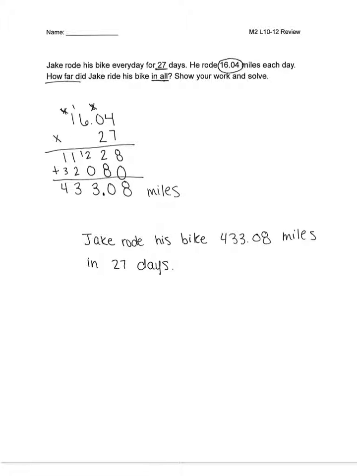So Jake rode his bike every day for 27 days. He rode 16.4 hundredths miles each day. How far did Jake ride his bike in all? You're going to show your work and solve. So we need to know how many miles he rode his bike each day. And if he rode his bike 16.4 miles each day, we're going to take that number and we're going to multiply it by 27 because we want to know how much he did in all. So in all means we're probably going to multiply.